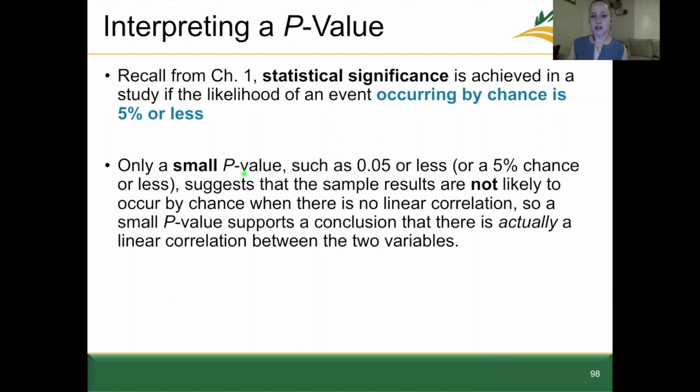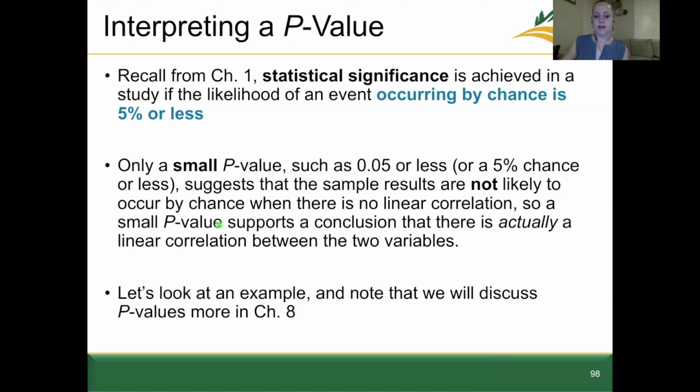If it's a value that's somewhat in the middle, we should also calculate a p-value. Once we calculate that p-value, if we have a small p-value, it supports a conclusion that there is actually a linear correlation between the two variables, even if our R value did not suggest that as strongly, okay? Now let's look at an example, and we'll also discuss p-values more in Chapter 8.